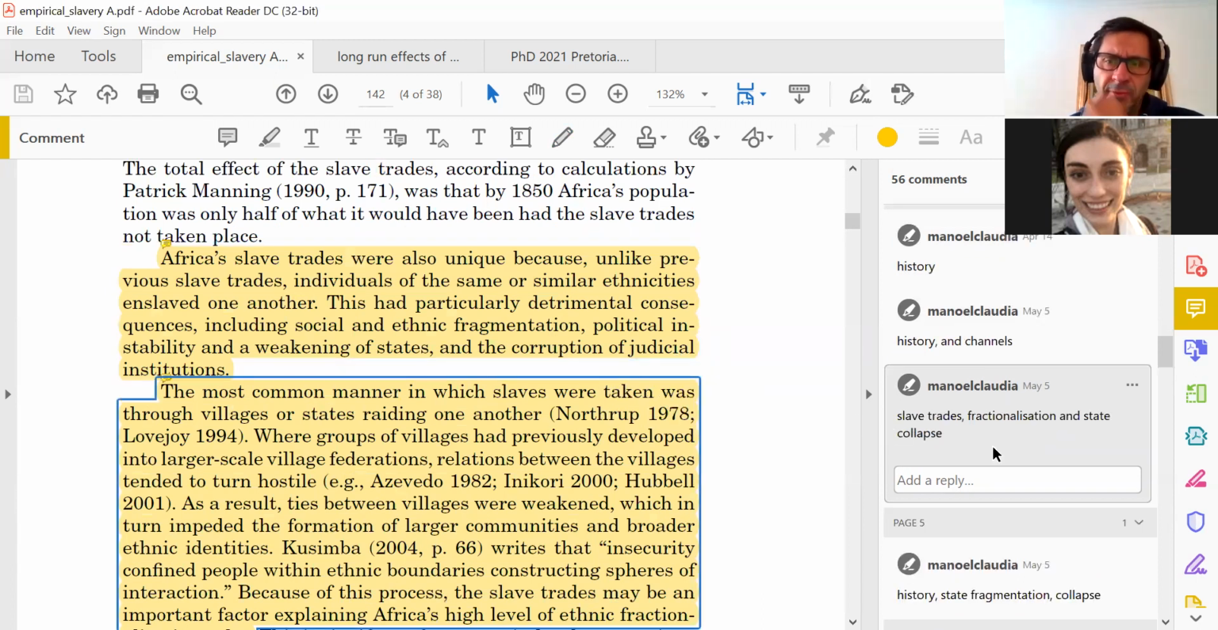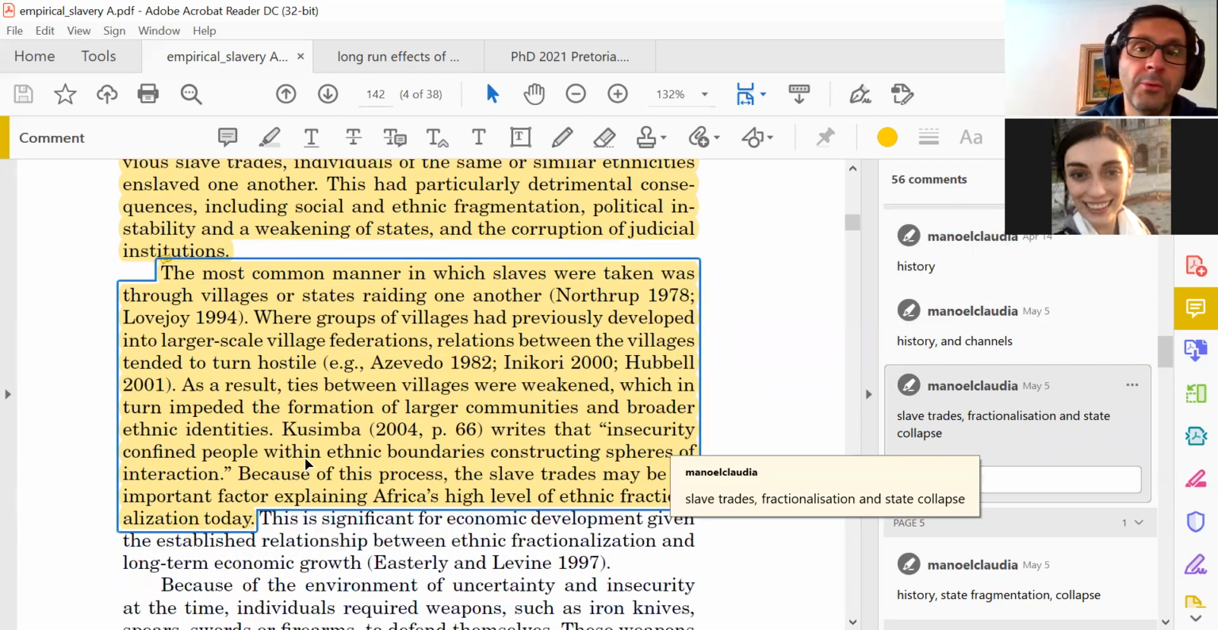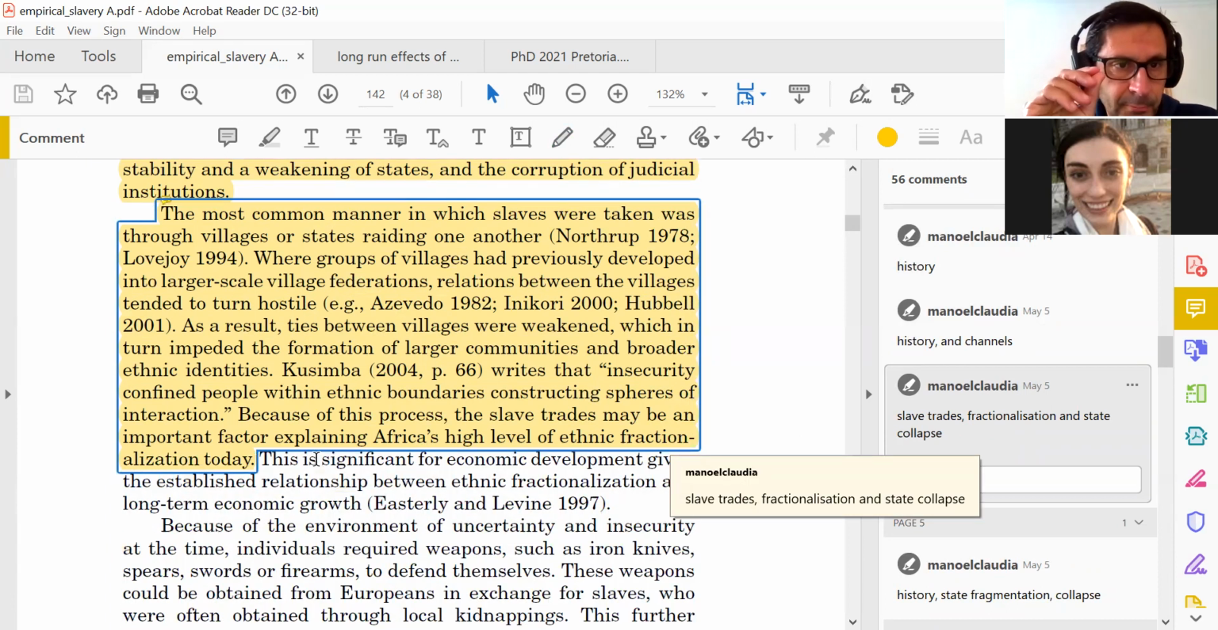And the slave trades, fractionalization, and state collapse. A little bit more on the channel. The most common manner in which slaves were taken was through villages or states raiding one another, where groups of villages had previously developed into larger-scale village federations. Relations between the villages tended to turn hostile. As a result, ties between villages were weakened, which would affect trade, which in turn impeded the formation of larger communities or larger states and broader ethnic identities.